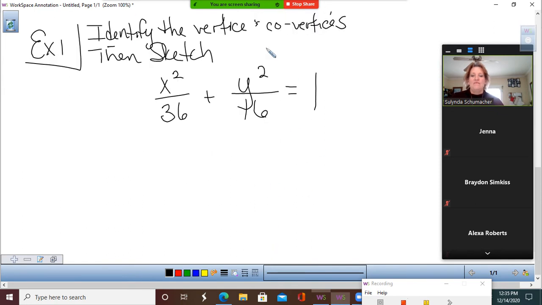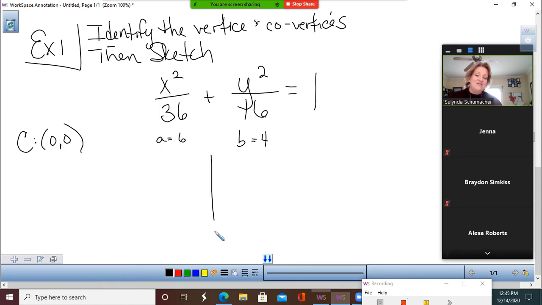All right. The first thing we're going to look at is the center. The center, just like a circle, in this case we have nothing in with x and nothing in with y. So in this case our center is at (0, 0). Underneath x, we have 36, which means if we square root that, our a value is 6. If I square root 16, my b value is 4.